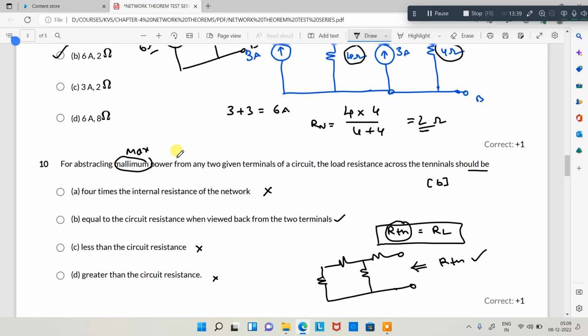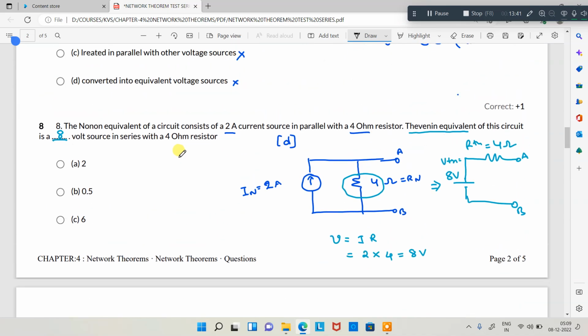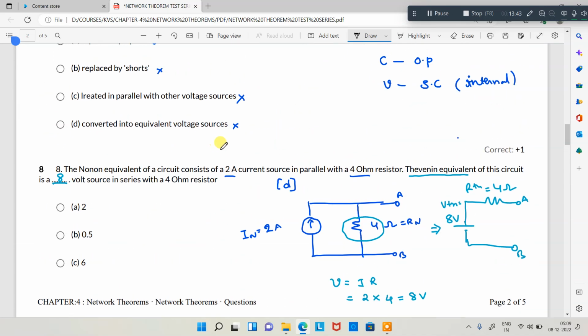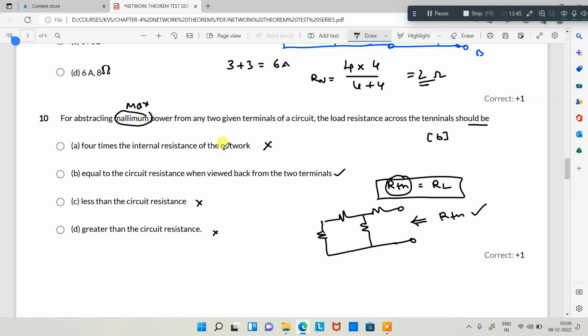So this is the explanation about the test series for network theorems. In the second test series, 10 more questions will be provided based on the previous papers. Those test series are there.